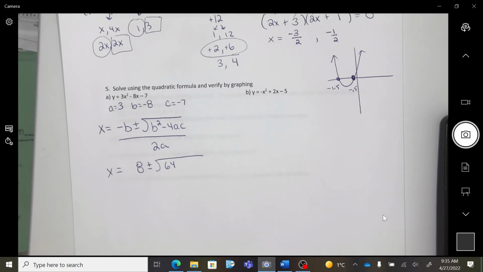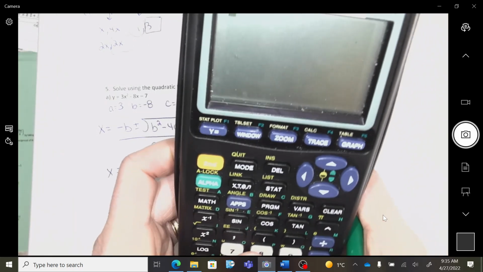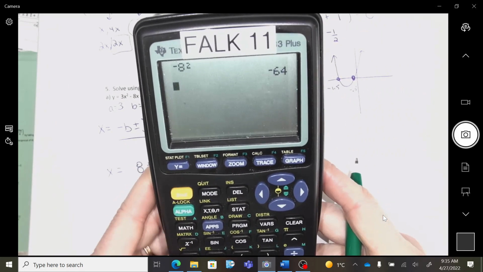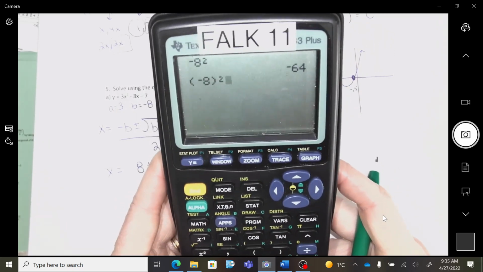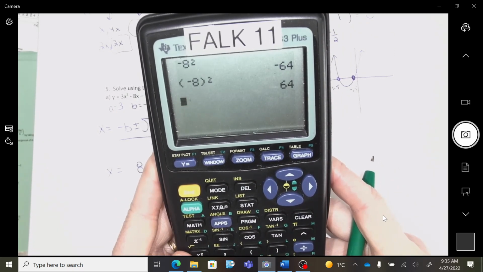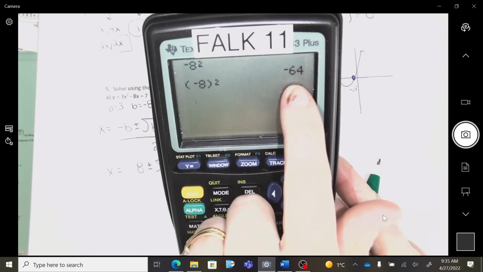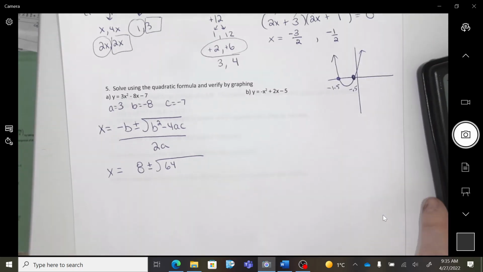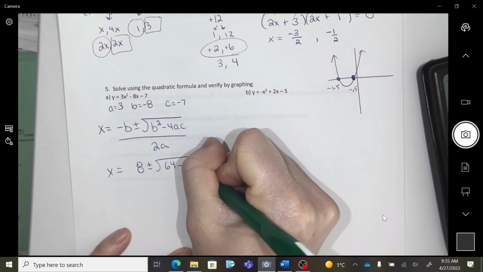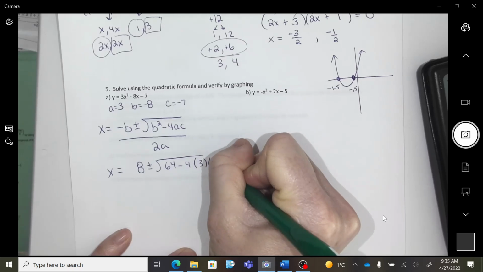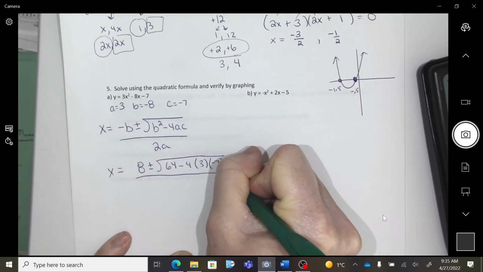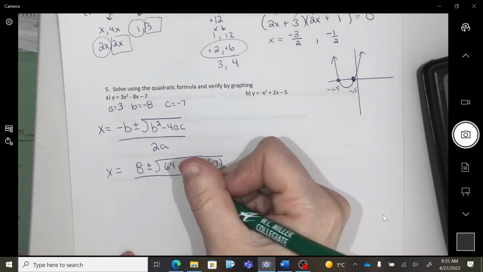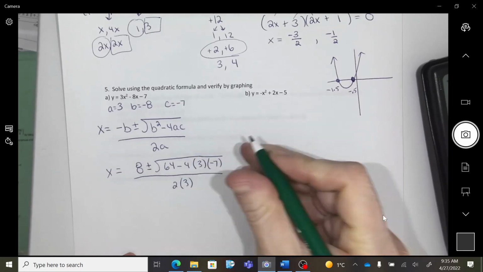So I often get people typing it in this way, which is wrong. If you really wanted to type it in, this is the correct way. Okay? So that's why it turns out wrong when people try to type it in. Positive, always positive. Subtract 4, bracket 3, bracket -7, all over 2, bracket 3.